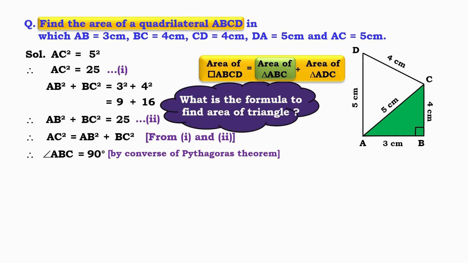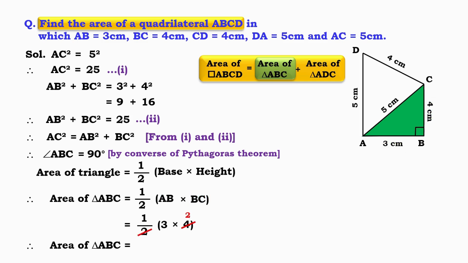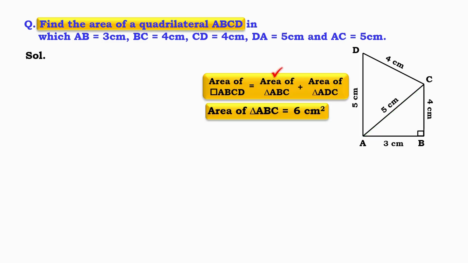So now we know this is a right angle triangle. To find the area of the right angle triangle, we can apply the formula half into base into height. So half into base, which is 3 cm and that is AB, and height is BC, that is 4 cm. Now put the values. Finally we got 6 centimeter square. So that is the area of triangle ABC. Now we need to find the area of triangle ADC.